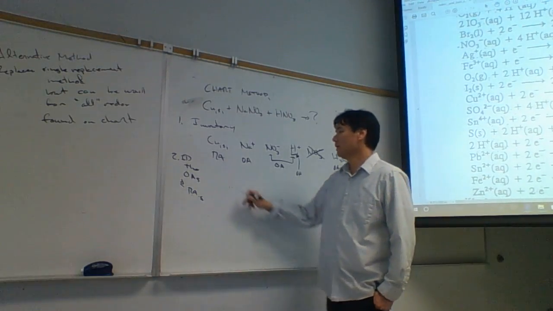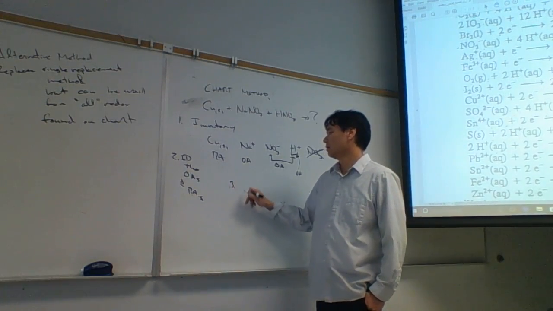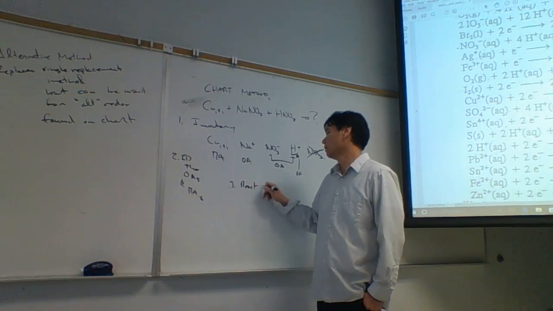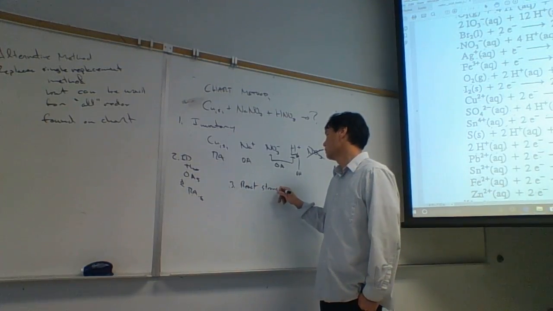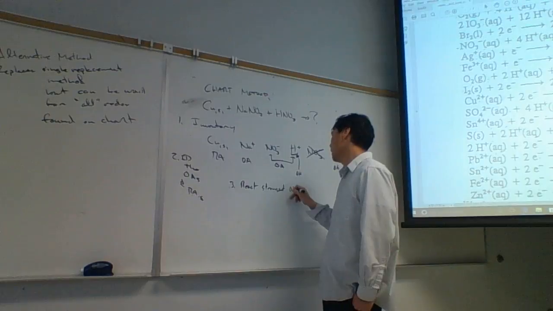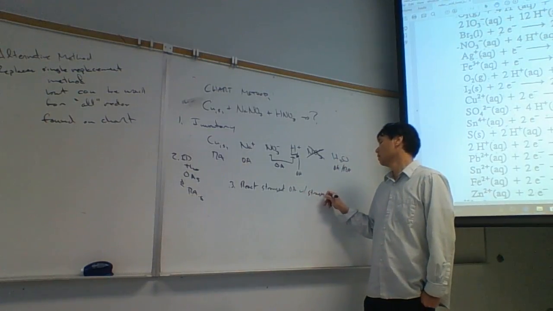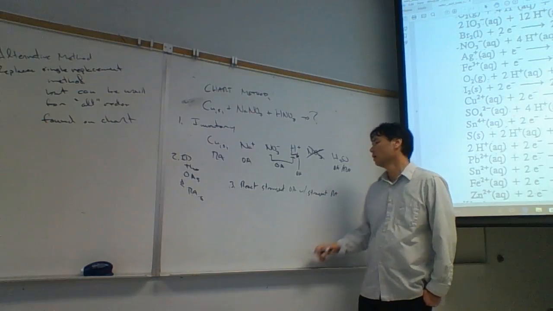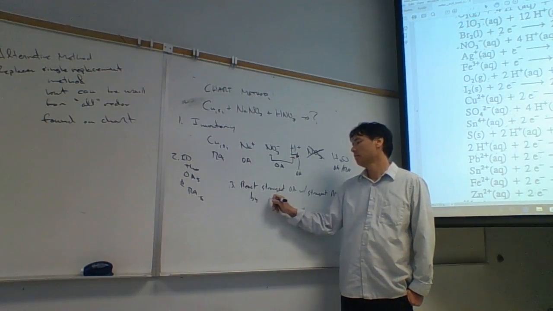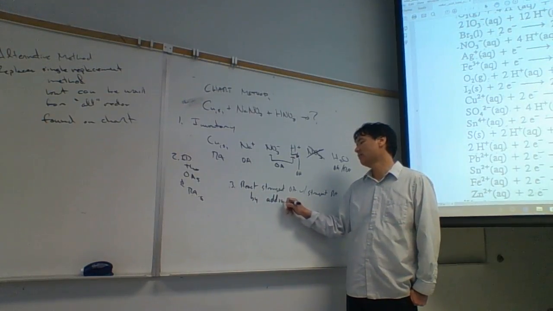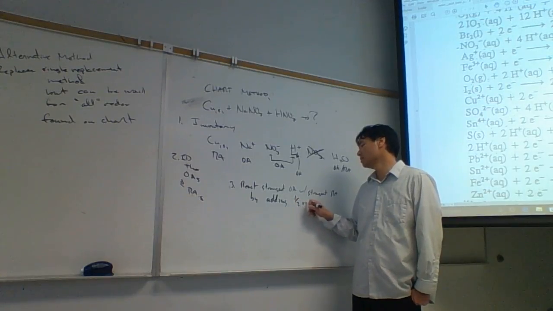All right, step 3. React the strongest OA with strongest RA by adding what we call the half reactions.